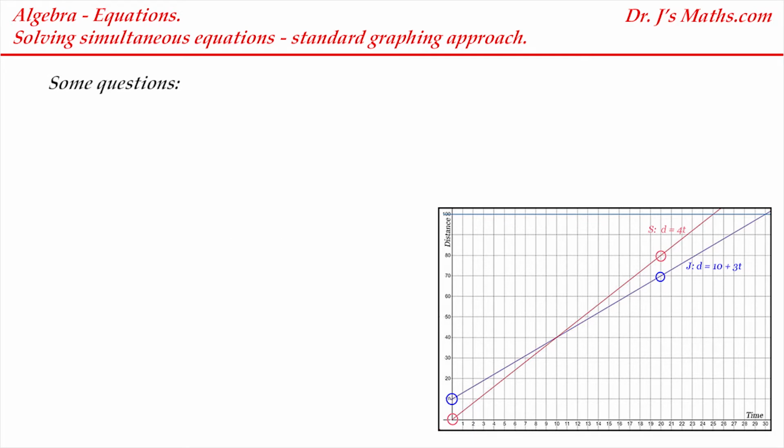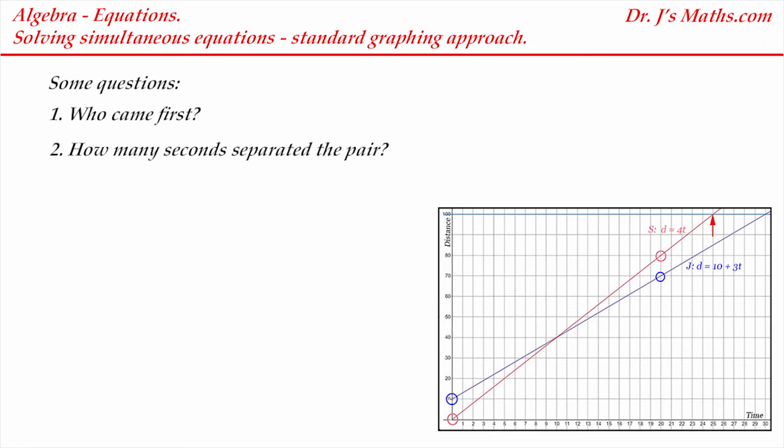So now let's ask some interesting questions. First of all, who came first? Well, Sarah's red line is the one that hits the 100 metres first, so the arrow shows Sarah came first. Second question, how many seconds separated the pair when they finished? Well, we can see on the top there that Sarah finished in 25 seconds and Jim finished in 30 seconds. So they're nearly dead heated. It's only 5 seconds difference.